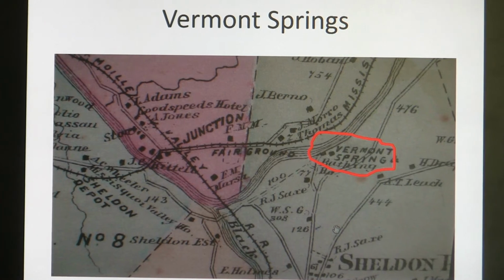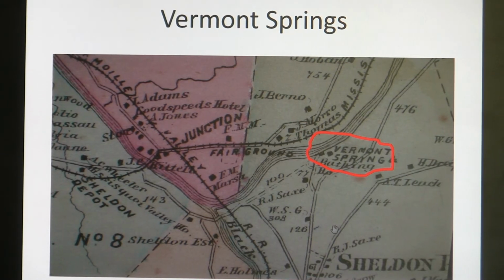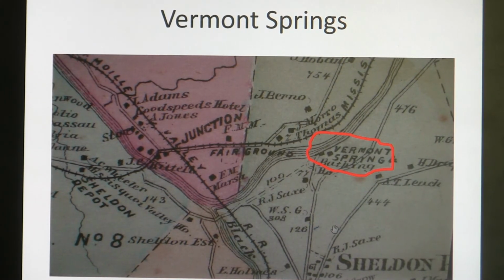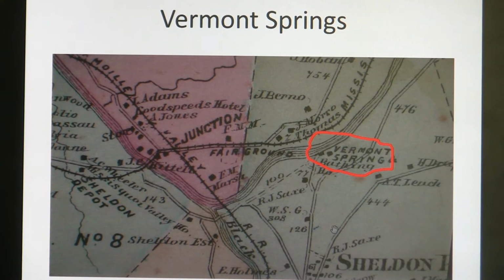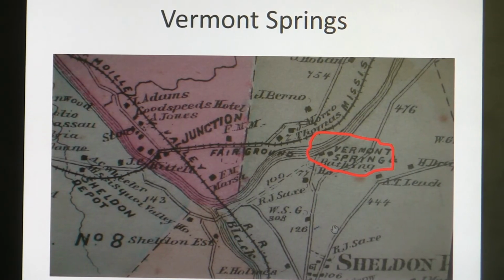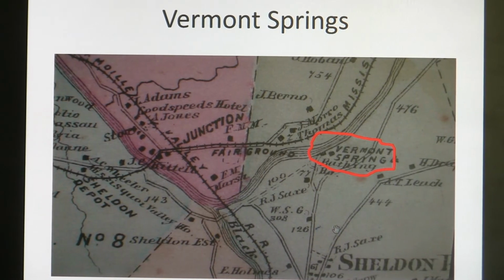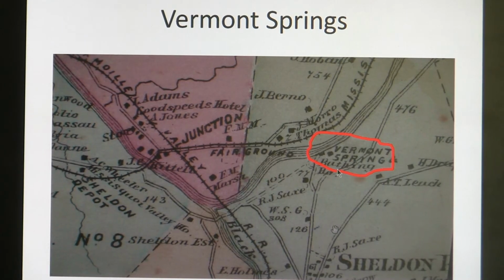A little closer to Sheldon Village, and right adjacent to Sheldon Junction, was the Vermont Springs. Now, the Vermont Springs had been discovered prior to the building of the Vermont House, but really hadn't been developed to any extent until the end of this craze, when someone saw an opportunity to make money. They built the Vermont House to accommodate the springs, and it was only a short jaunt from down here in the village by where the train was up to the springs.